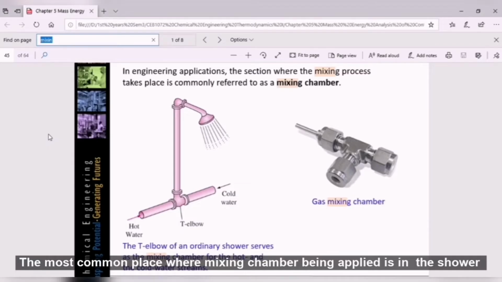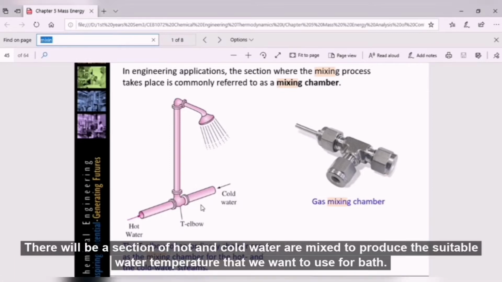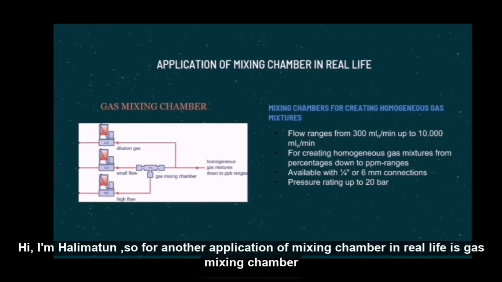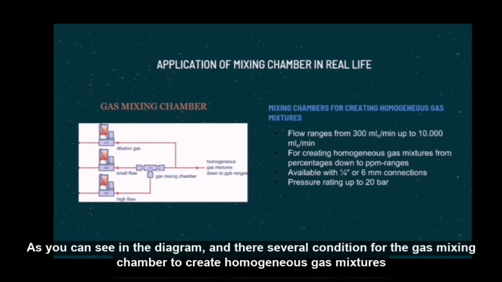The most commonly known place where a mixing chamber is applied is in the shower. There will be a section where hot and cold water will meet, and we will produce the most suitable water temperature to take our bath. Another application of mixing chamber in daily life is a gas mixing chamber, as you can see in the diagram.